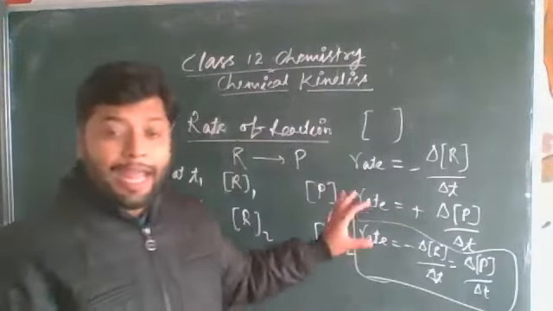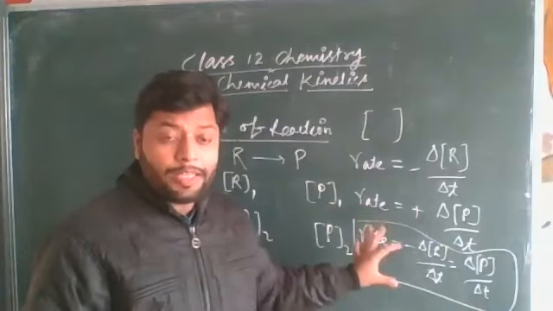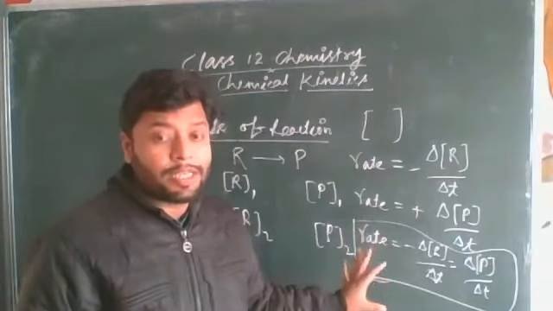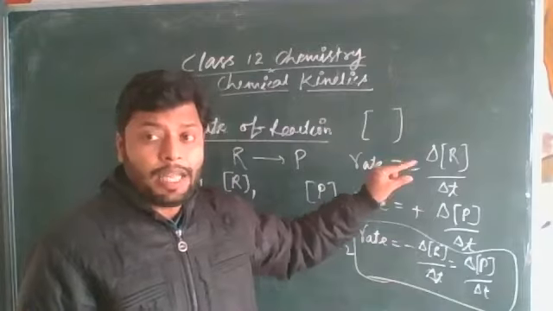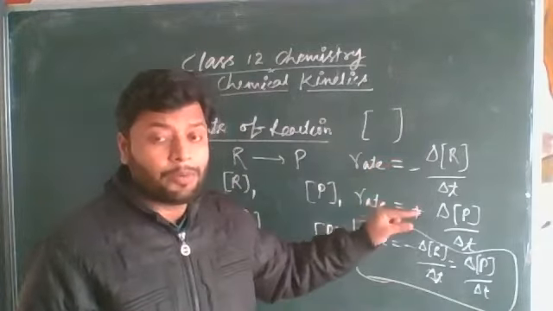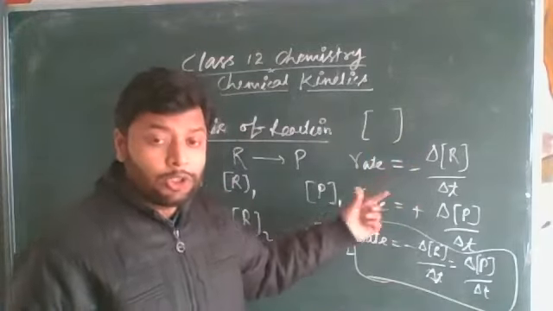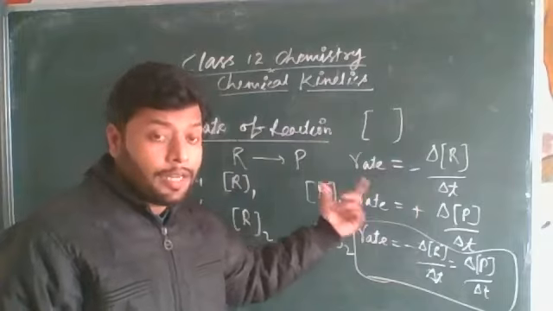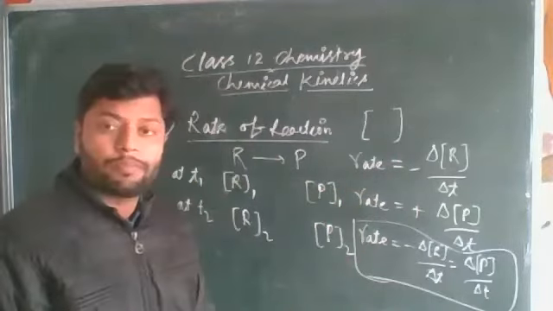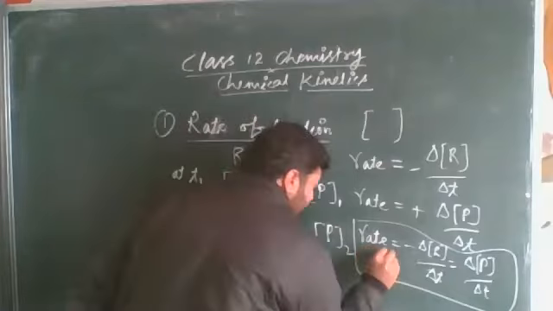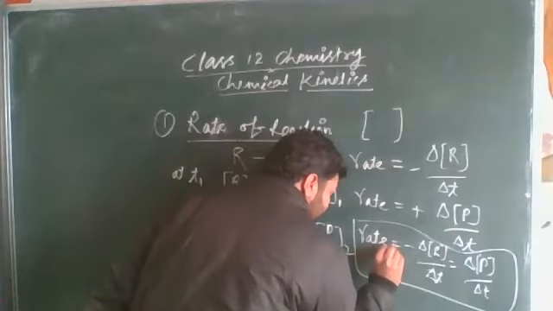This will be an average rate of reaction. We are talking about the average rate of reaction because there is a large difference in the concentration of reactants and a large difference in the concentration of product. We are using delta, so this is called the average rate of reaction. You can put here average.